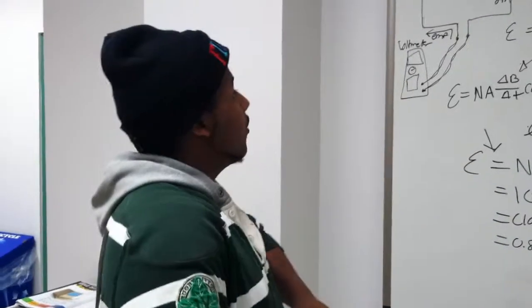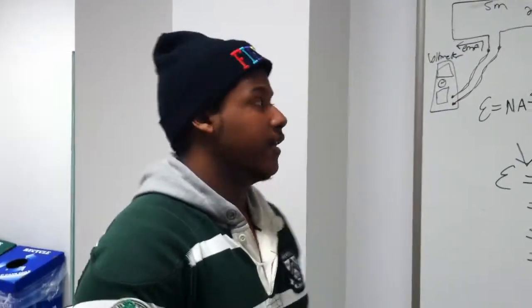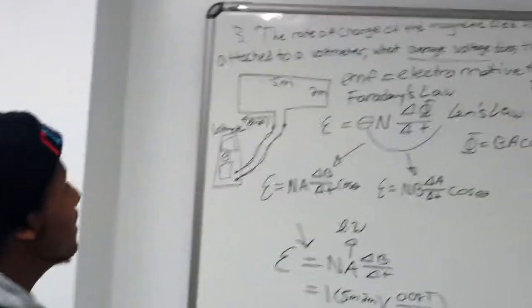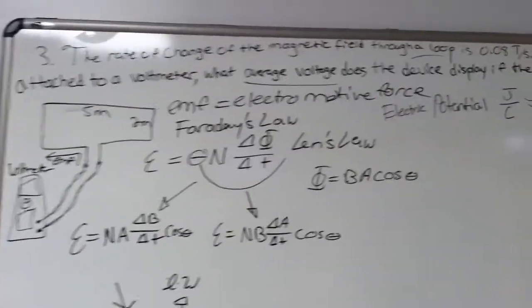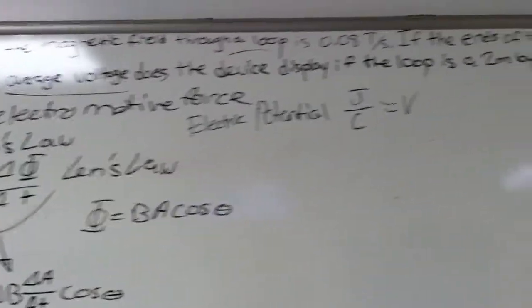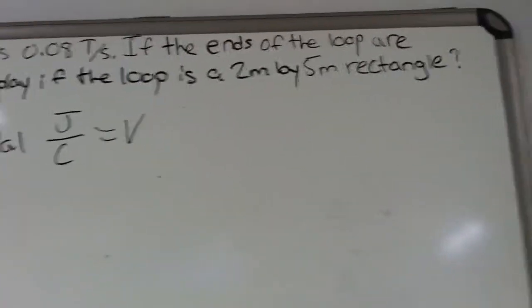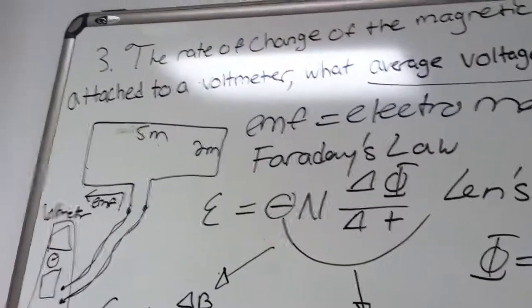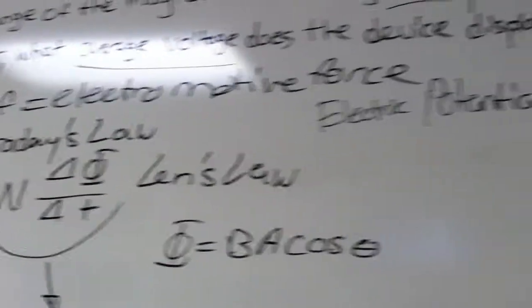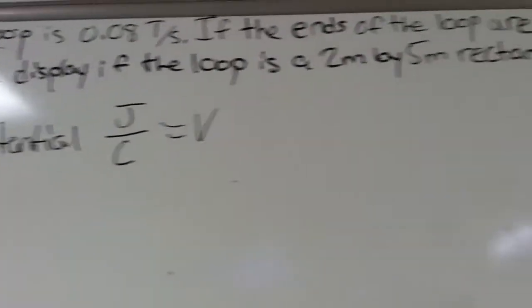Today, viewers, we are going to look at Exam 2, Version 4, Problem 3. Problem 3 states, the rate of change of the magnetic field through a loop is 0.08 teslas per second. If the ends of the loop are attached to a voltmeter, what average voltage does the device display if the loop is a 2 meter by 5 meter rectangle?